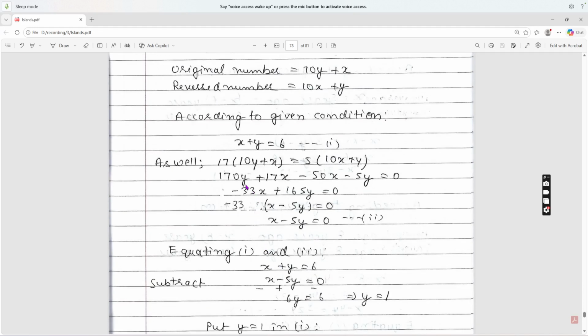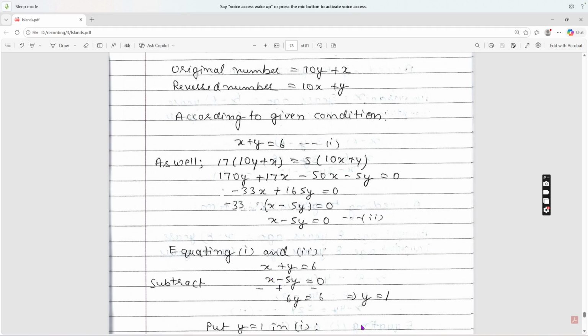Now next is so simple. 17 into 10 is 170y. 17 into x is 17x is equal to 50x, which will be minus 50x. 5y, which will be minus 5y, is equal to 0. So 170y minus 5y will give us plus 165y. 17x minus 50x will give us minus 33x. Minus 33 is going to be taken common. So what we get is x minus 5y. Why? Because minus 33 into x is minus 33x. Minus 33 into minus 5 will give us plus 165y. So x minus 5y is equal to 0 upon minus 33, which is x minus 5y is equal to 0.